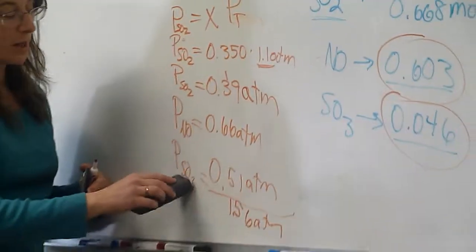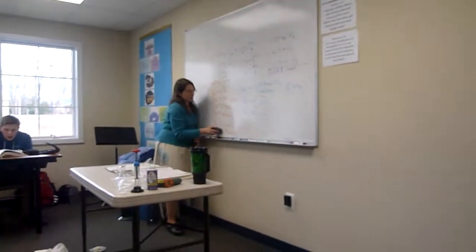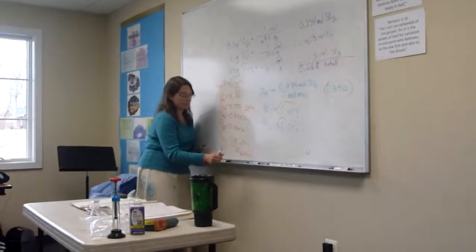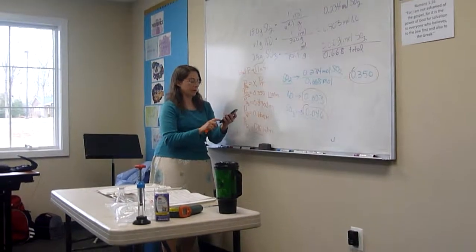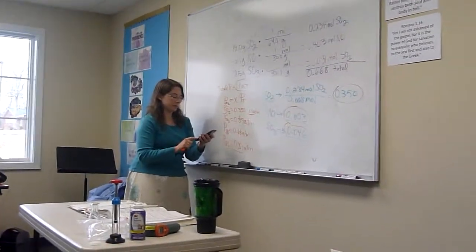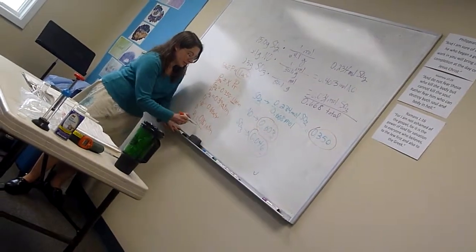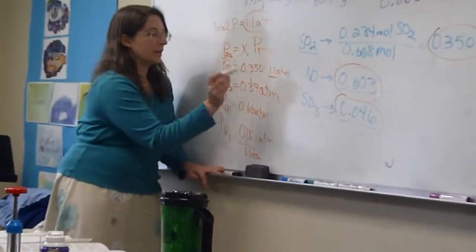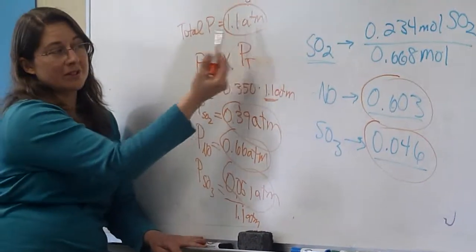Dalton's law says the sum of the partial pressures has to equal the total pressure. So we got, is this 0? Yeah, I got 0.05. Okay, that makes sense then. So then if I added them up, 0.39 plus 0.66 plus 0.051, then I get 1.1, and then we're all set. 1.1 atmospheres total. But if the sum of the pressures doesn't add back up to that, you've got trouble. And that's a good way to check.